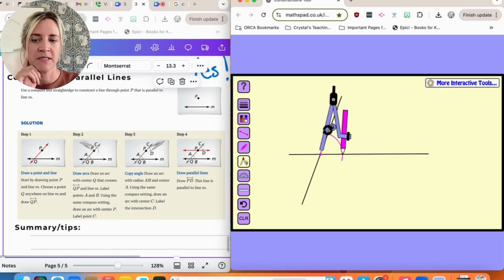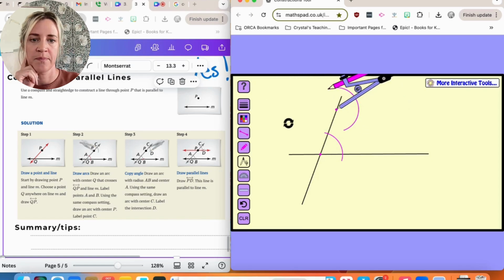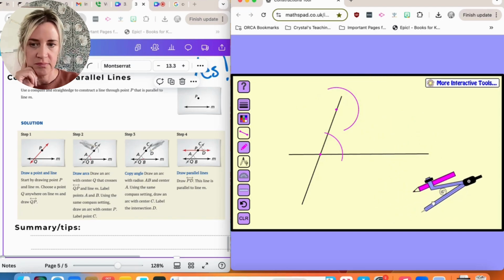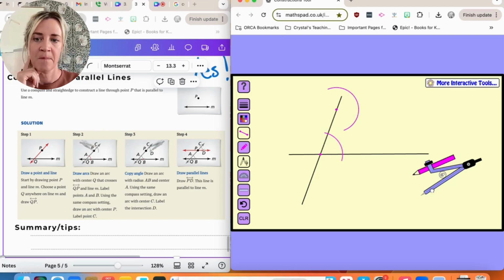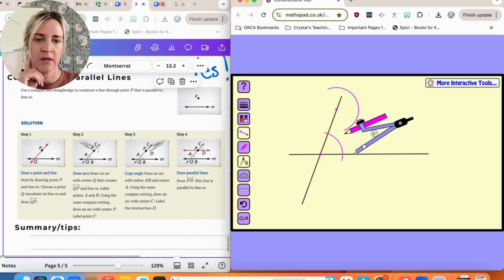Using the same compass setting, draw an arc with center at P. So we're going to put it right at that point where it crosses, and mine is kind of down here. Then we draw another arc. All right, what's next? We're going to copy the angle. Draw an arc with a radius of AB. So we're going to unlock the compass and open it up so that it mimics this opening here, and then lock it.